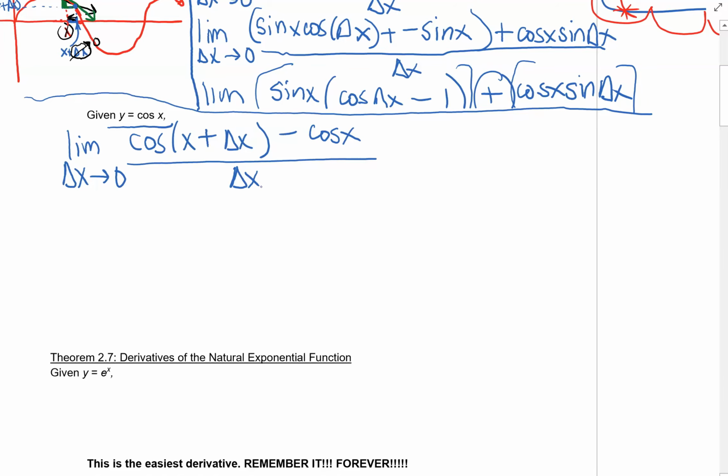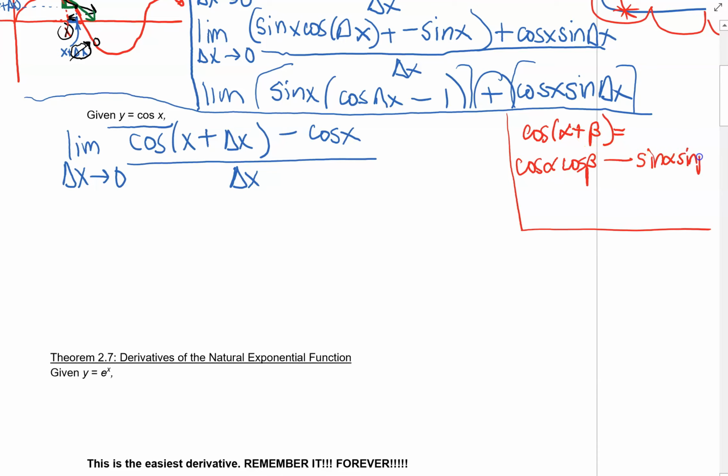So for this, we also need to remember the sum identity for cosine, which was this, cosine of alpha plus beta. So cosine was always a little bit weird. It's cosine alpha cosine beta, so cosine cosine, and then you do the opposite sign, minus sine alpha sine beta. So instead of alternating the function, it just changes the sign. So cosine alpha cosine beta minus sine alpha sine beta. So that is what I will do for my next line.